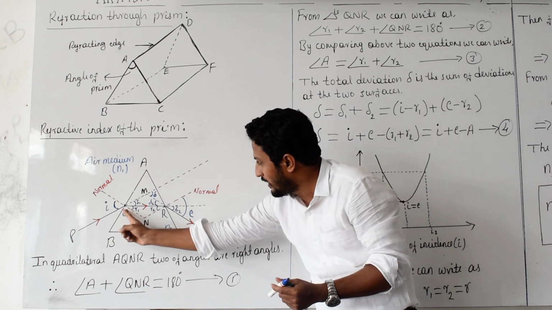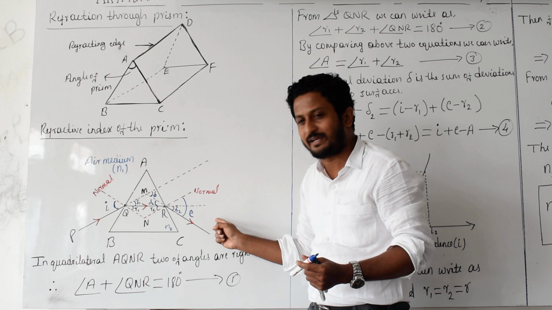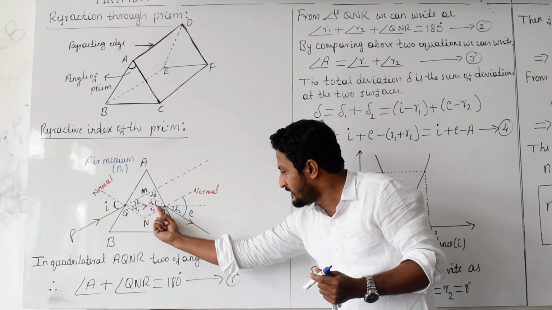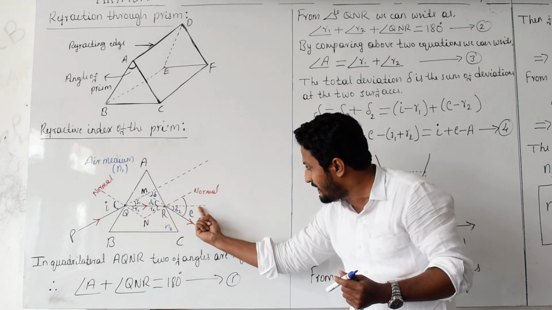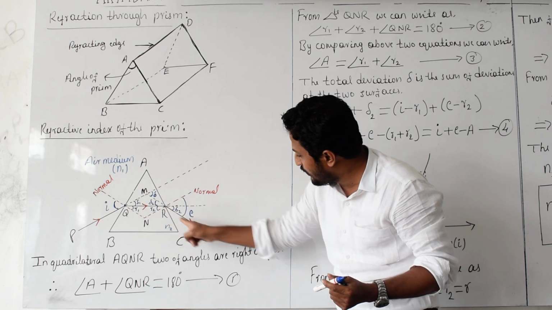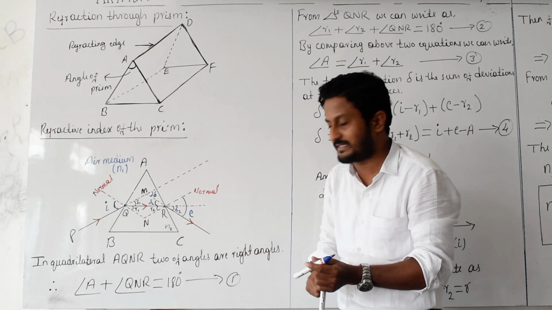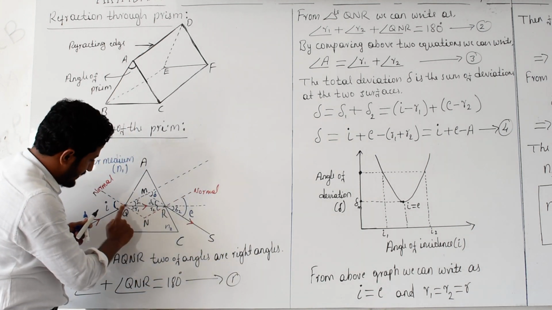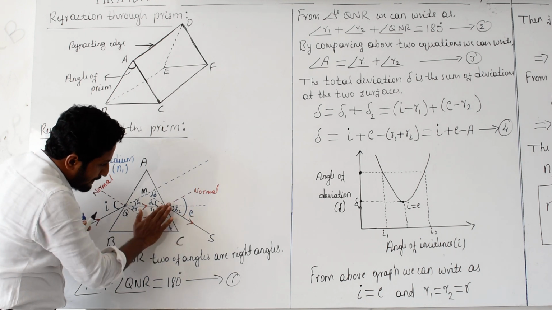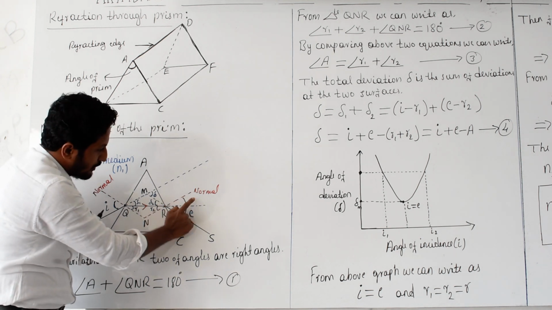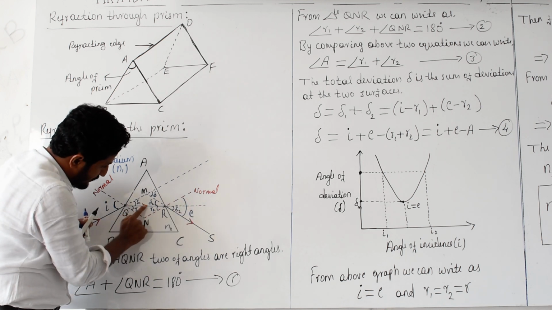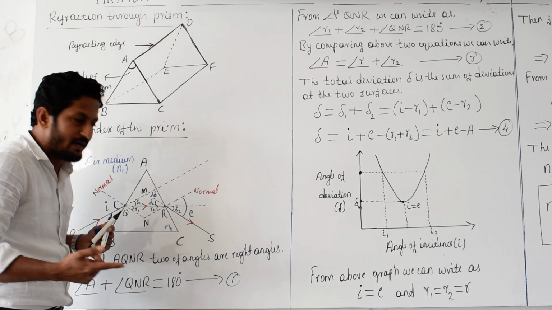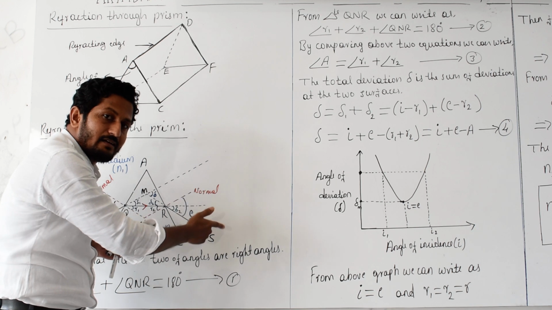Now QR light is moving from denser to rarer. Look at this QR line. Instead of going along this dotted line, it moved along RS. This I call S. This line QR, instead of going straight, bent away from the normal. The normal is here. It bent away from the normal because of movement from denser to rarer.